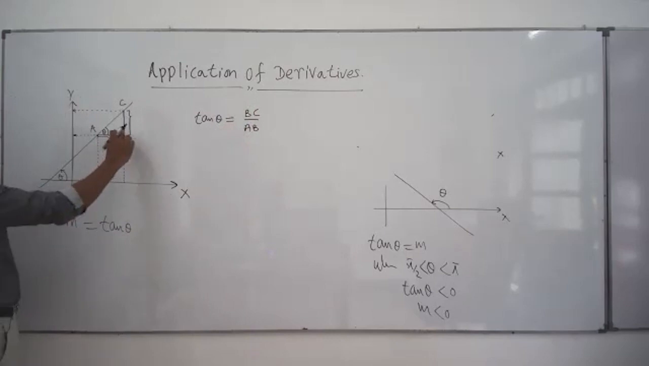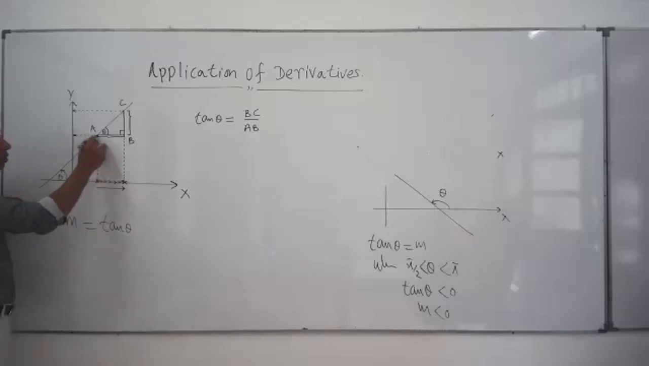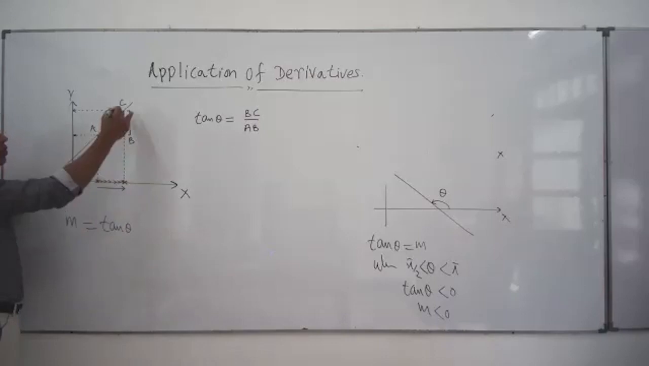Let's see what this BC is, and what this AB is. People, AB means the distance from here to here. So when we move from here to here, you can see the increment of x we have here. In other words, change of x. Now, people, when we move from here to here along the x-axis, when we were here, the y value is this. And when we were here, the y value is this.